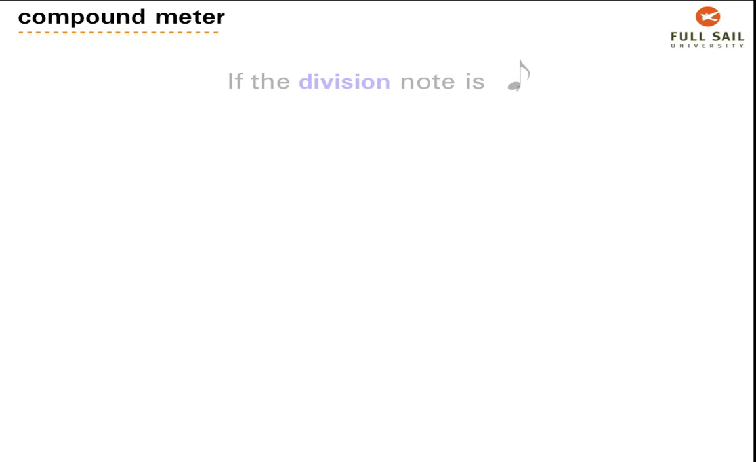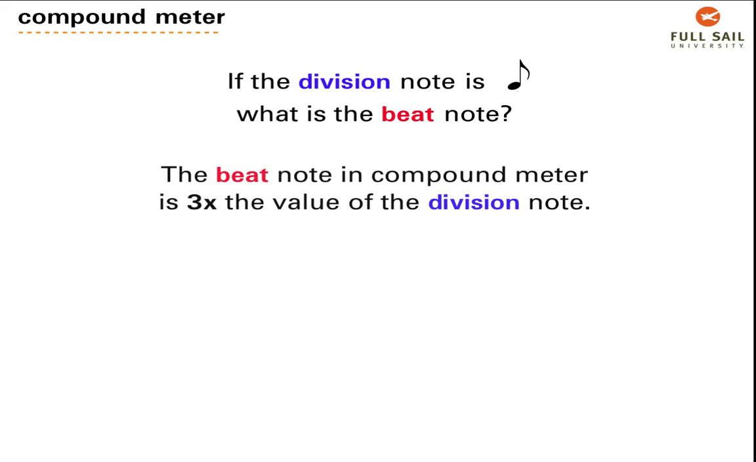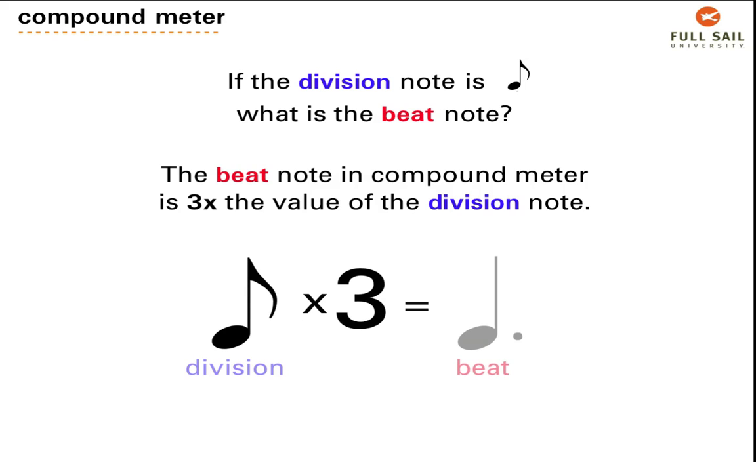So if the division note is an eighth note, what's the beat note? The beat note in any compound meter time signature will always be equal to 3 times the value of the division note. For this reason, it will always be a dotted note value. So, if the division note is an eighth note, then the beat note is a dotted quarter note.